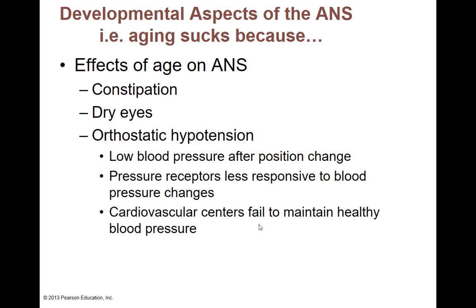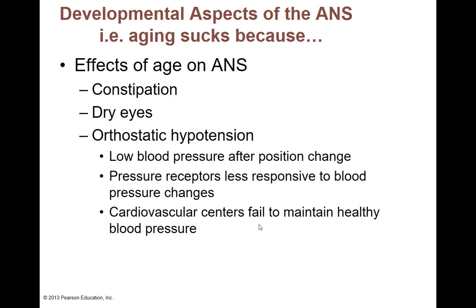Dry eyes. We have nerves that tell our eyes, our lacrimal glands, to make tears and wet the eyes. That slows down as well. We also can develop something known as orthostatic hypotension. You may have already experienced this. It means you get a really low blood pressure after a position change. How many of you have been sitting somewhere or squatting and then you stand up really fast and you get dizzy?